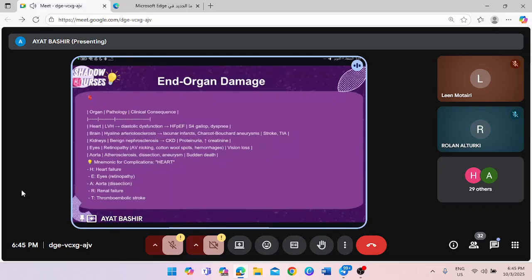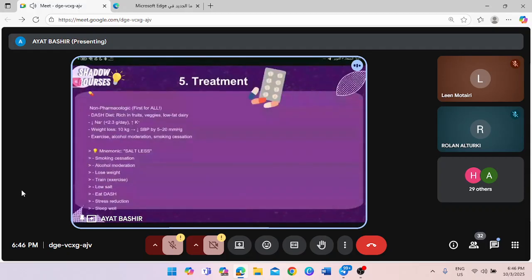Yes, this is what will happen, like a summary of what I have said. We can have a mnemonic for complications: heart failure, eye retinopathy, aortic dissection, renal failure, and thromboembolic stroke in the cerebrum. The last thing we'll talk about is the treatment.